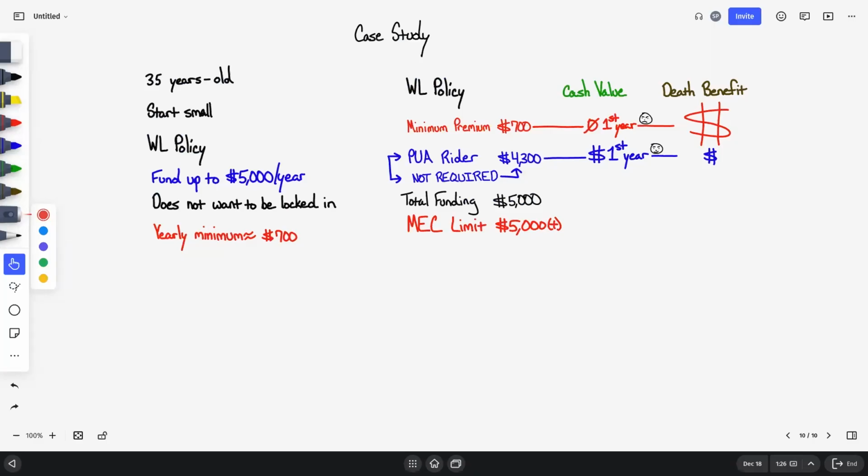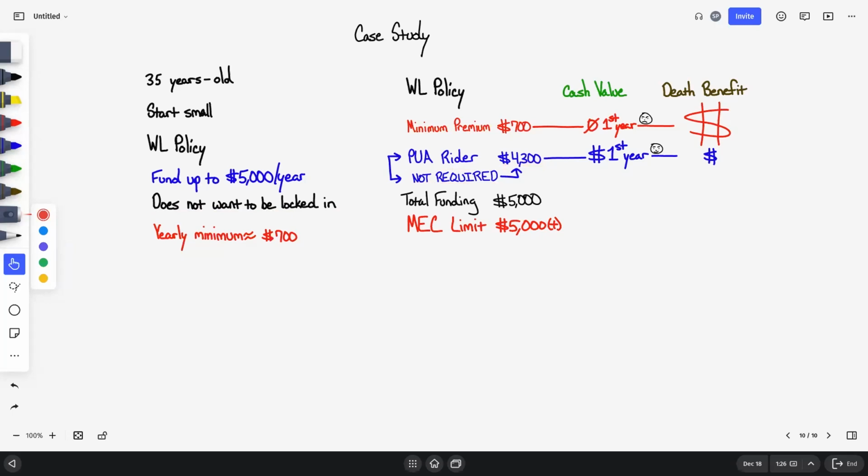Now, here, very important, PUA payments are not required. I want to emphasize this because remember, he wants to be able to fund up to $5,000 per year. But again, he does not want to be locked into it. That flexibility is very important to him. So he's not required to add the money into PUAs.